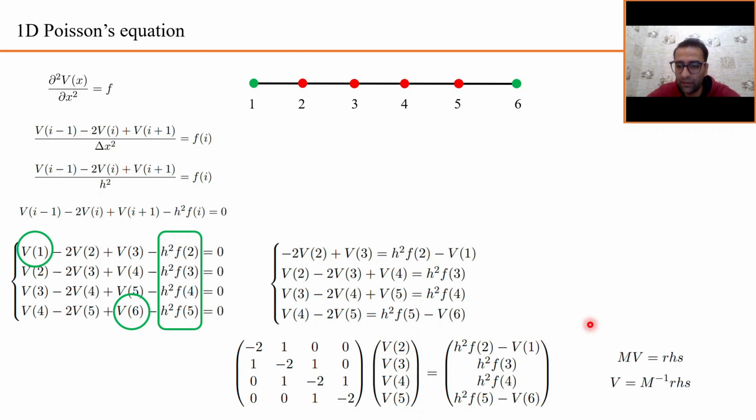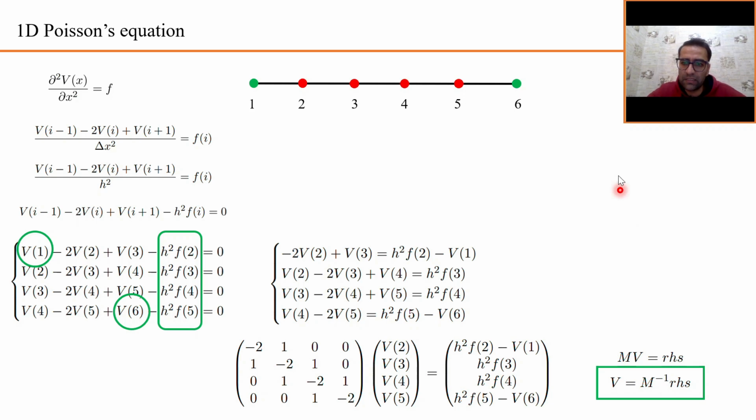Very simply, we see that this matrix M multiplied by this matrix V is equal to this right hand side matrix, and V will be the inverse of matrix M multiplied by the right hand side. This method is known as the direct method, or this matrix is known as the Jacobian, so you can call it what you like: the Jacobian method, direct calculation, or inverse matrix method.